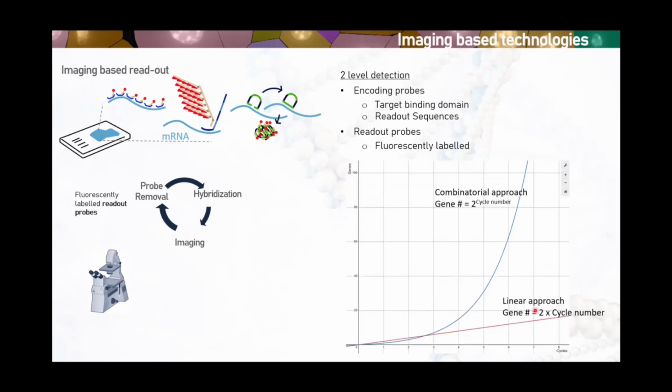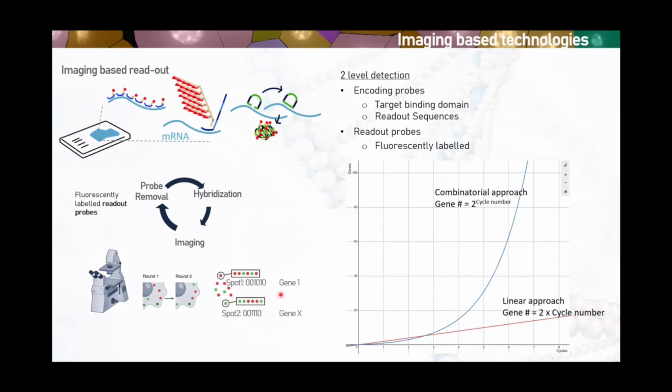of genes. Suppose that you have 2 colors, right? And then you want to image 100 genes. If you do this of detecting 2 genes per round, imaging and probe removal, then you have to go over 50 cycles to get to 100 genes. So what these technologies do, they use a different approach. Instead of an additive approach, the linear, they use a combinatorial approach.